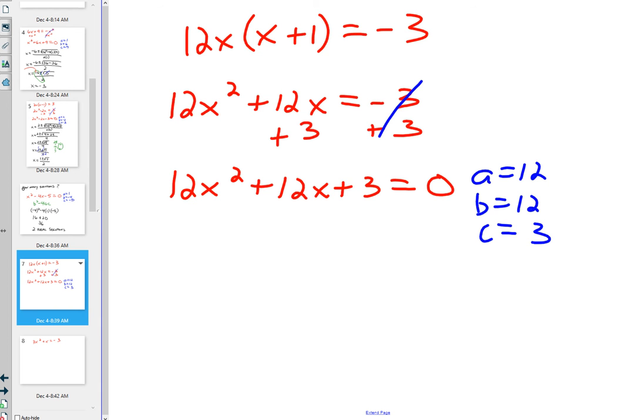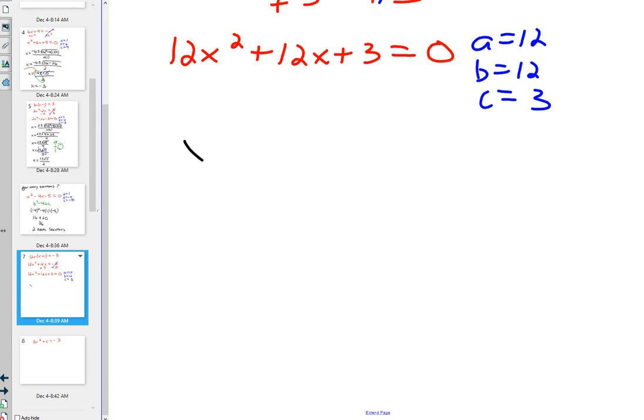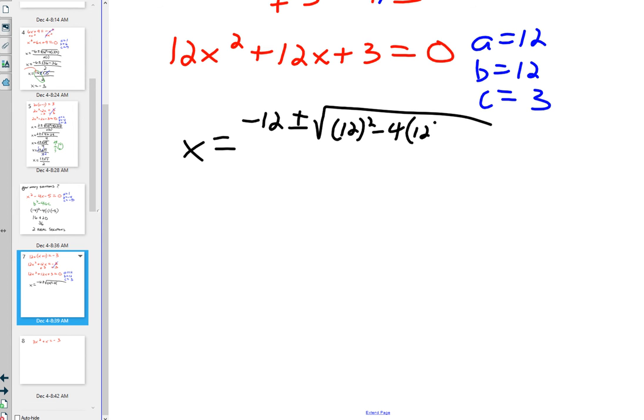So those of you that are off to a head start, good. I'm glad. Just see if you can do this on your own. But I'm going to keep on going. X is equal to negative 12 plus or minus the square root of 12 squared minus 4 times 12 times 3 over 2 times 12. All I did was substitution.